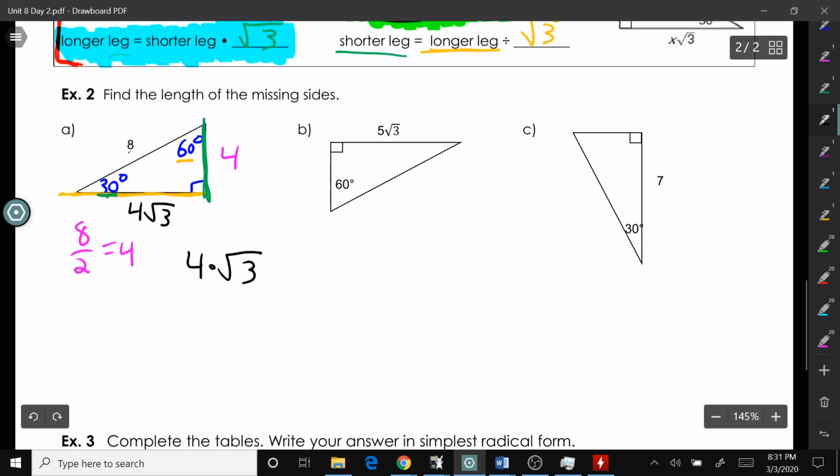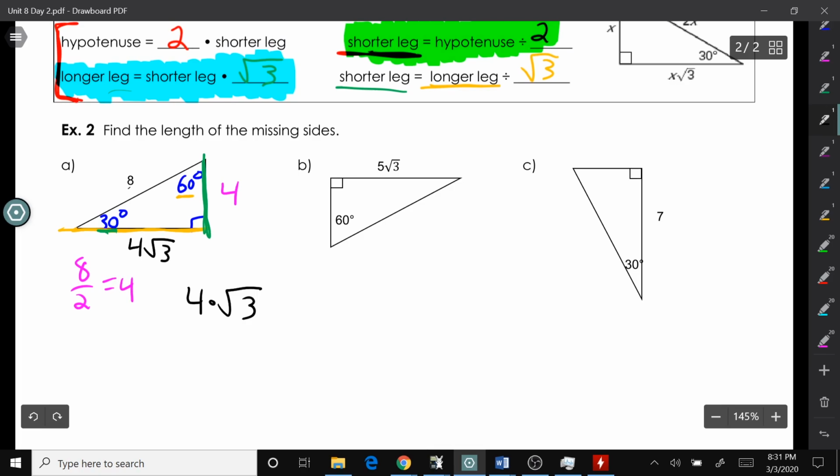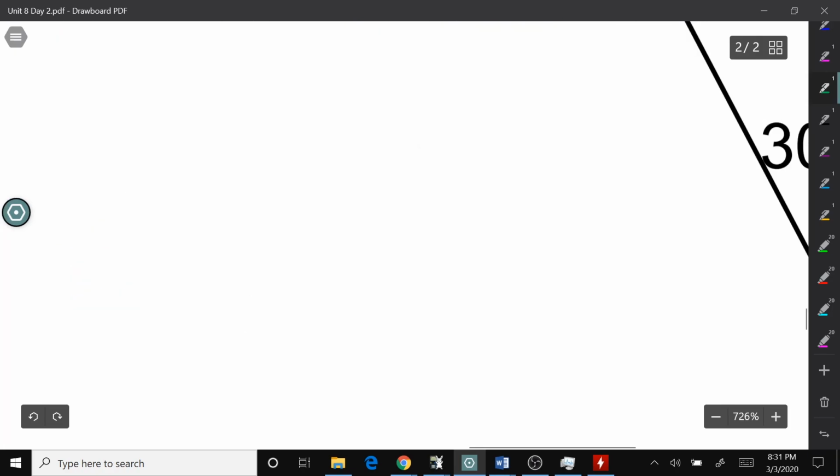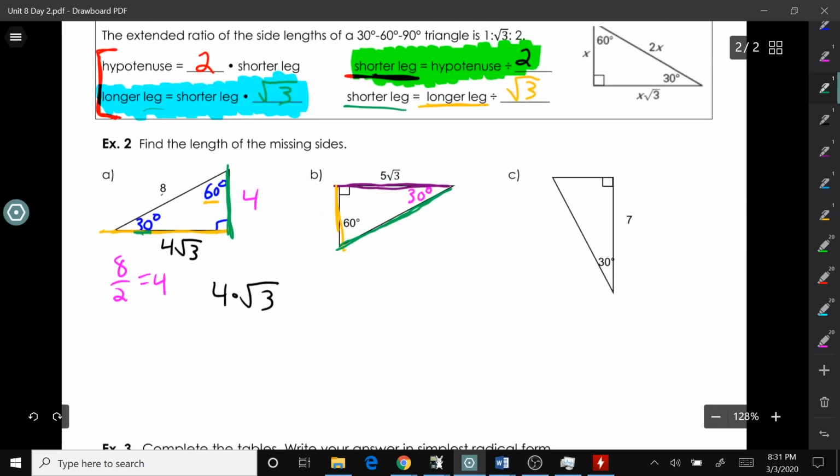Alright, now letter B. In letter B, if this is our 60 degree angle, that means this must be 30 degrees. And our long leg is 5 times the square root of 3. We're trying to figure out our short leg and our hypotenuse. Up here, we have that the shorter leg is equal to the long leg divided by the square root of 3.